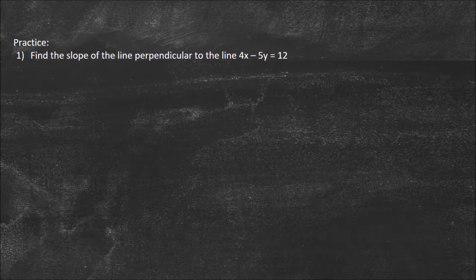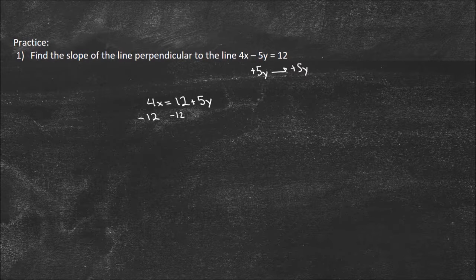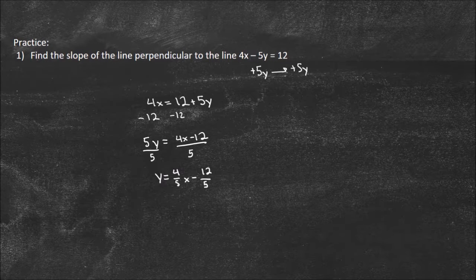So I'm going to bring the 5y to the other side. So add 5y to both sides, and I'll get 4x equals 12 plus 5y. And I want to make it look like y equals mx plus b. So I'm also going to bring the 12 over, and I'm going to rewrite the order. So I'm going to have the 5y first just because that's how I like to write it. It's 4x minus 12. Then lastly, divide by 5. And we get y equals 4/5 x minus 12/5. Okay, so this looks good.